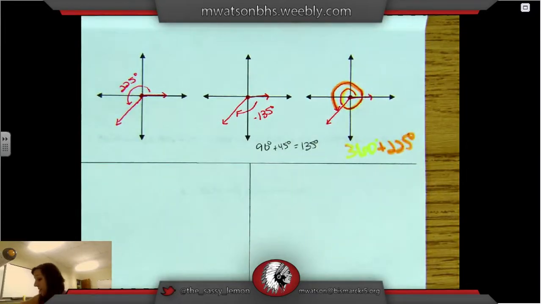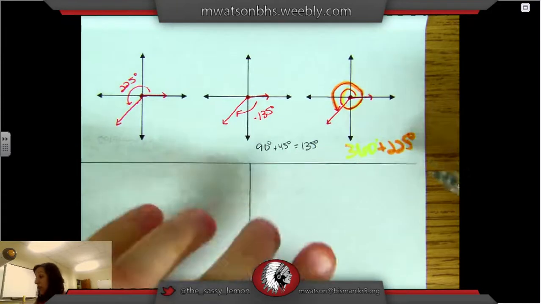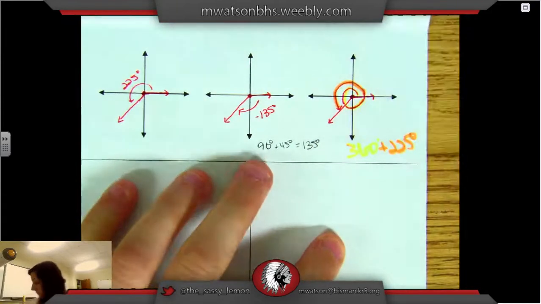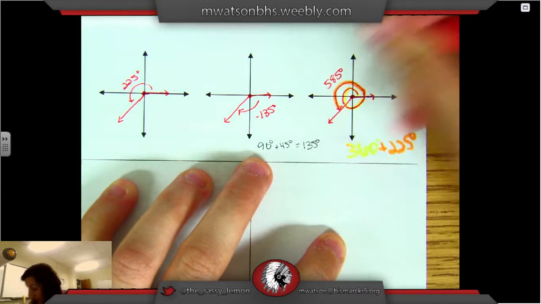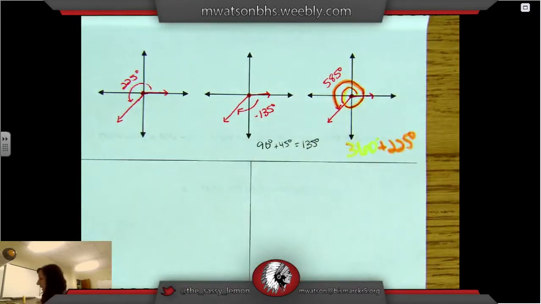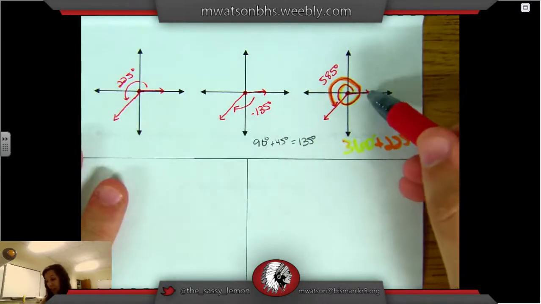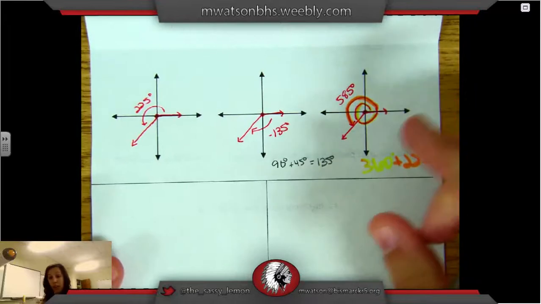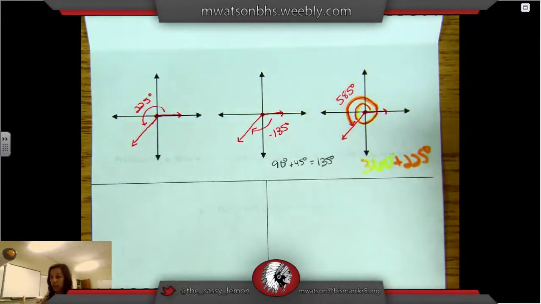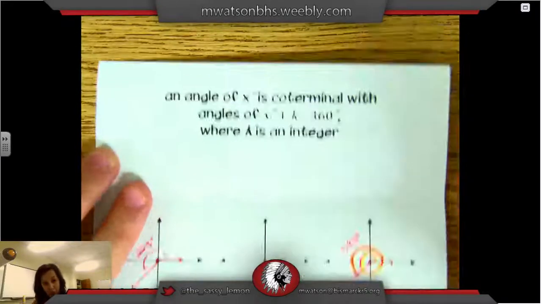So this angle is positive, but it's huge. It's actually 585 degrees. So you can see it's not exactly the same, but they share the same initial and terminal sides. All three of them do. So these are all three coterminal, all three different. Now for the math mumbo jumbo.